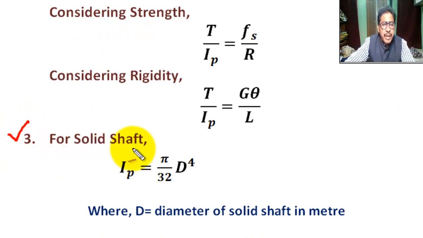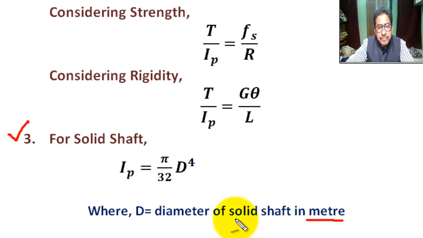Now, for solid shaft, polar moment of inertia IP equals pi by 32 d to the power 4, where d equals diameter of solid shaft in meter.